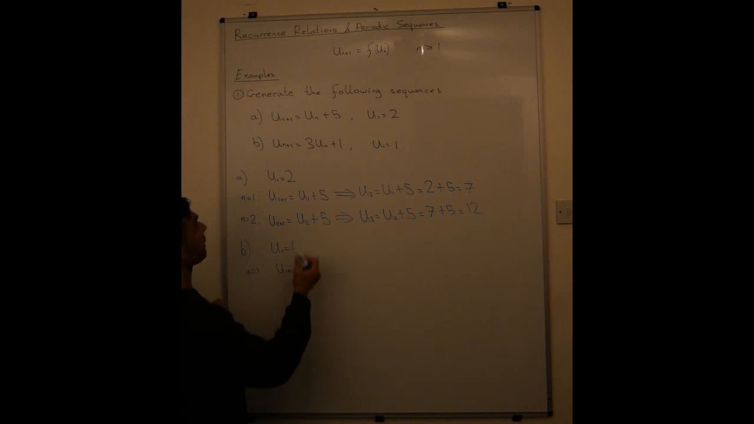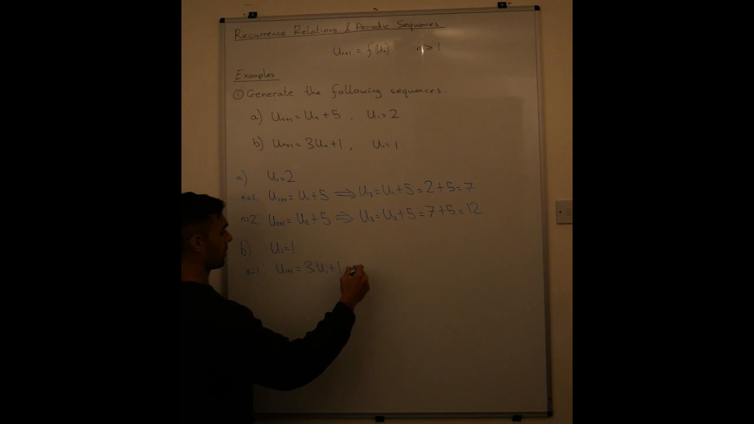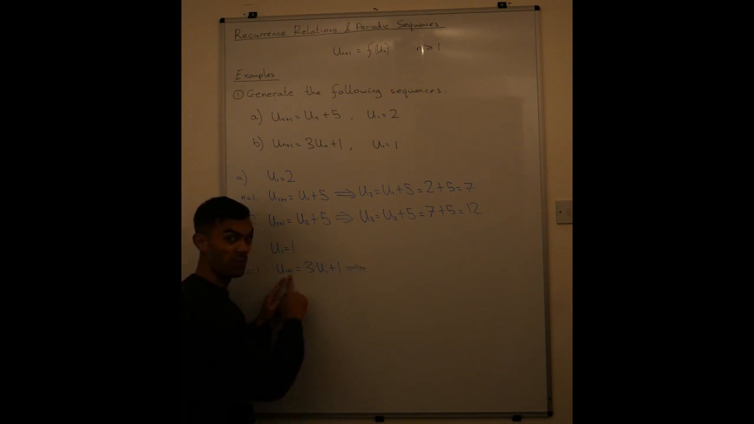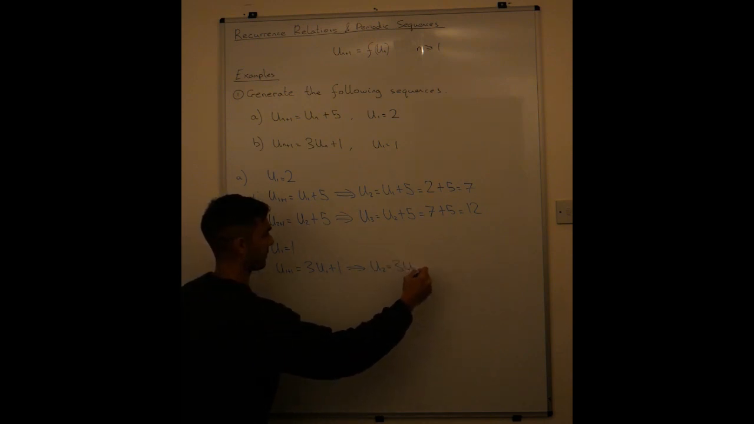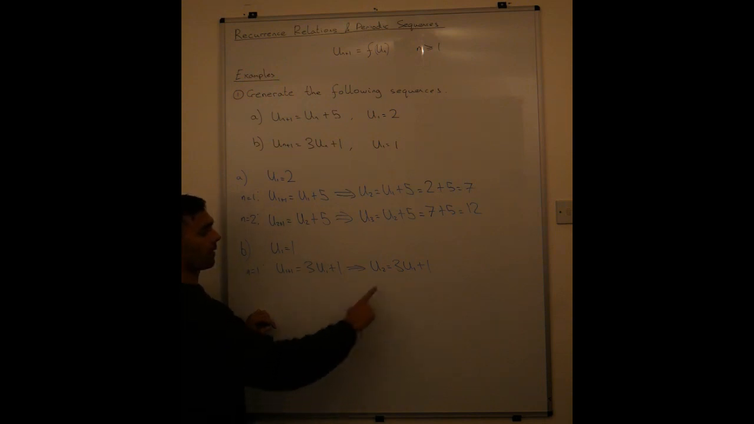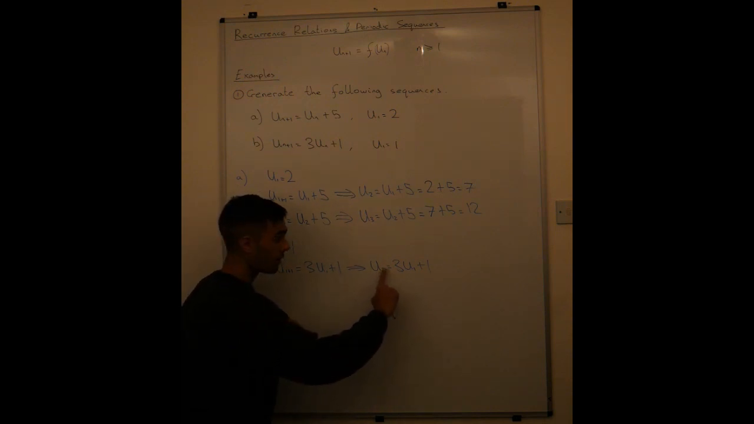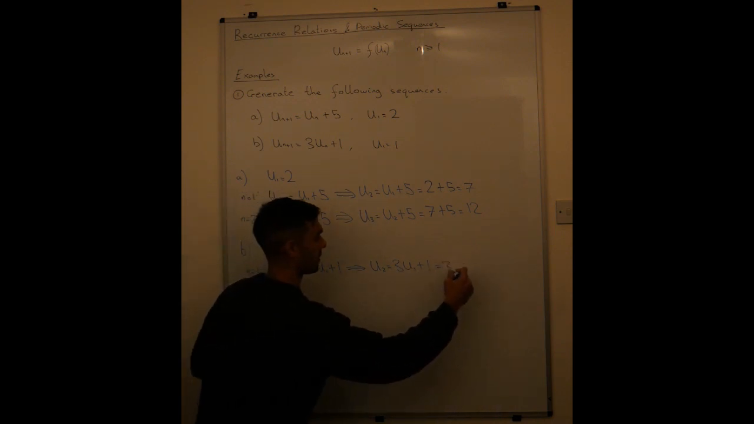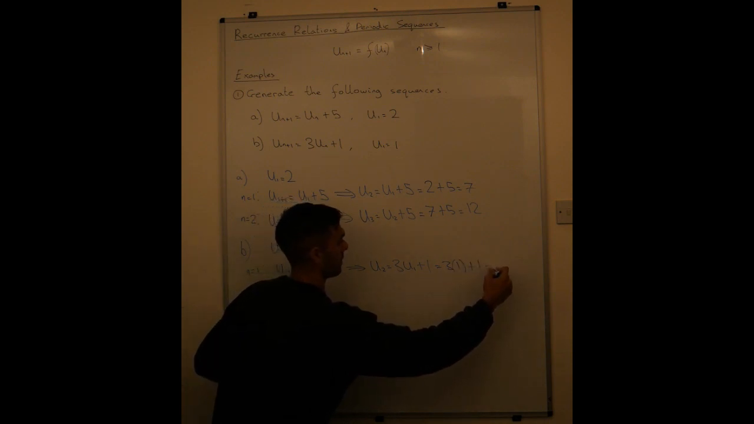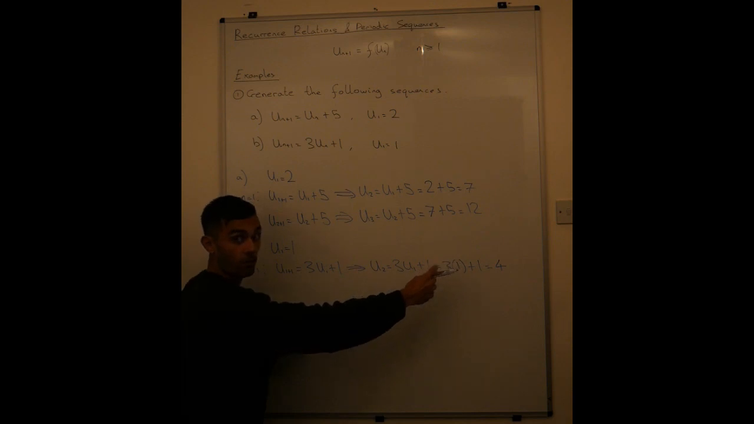So n equal to 1. So we've got u(1+1) equals 3u1 plus 1. Alright, and we can evaluate the 1 plus 1. It just gives us 2. Brilliant. Alright, so to work out the second term, you do 3 times the first term plus 1. Right, first term is 1. So what we got? 3 plus 1 is 4. Brilliant. There's our second term.